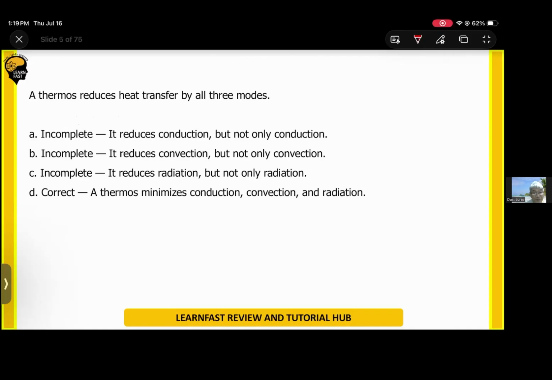So A is wrong, okay? If you say a thermos bottle reduces conduction, then that is incomplete. Then B is also incomplete because a thermos bottle reduces convection. So that is not valid also. Letter C is invalid also. So the correct answer: a thermos bottle minimizes the heat transfer by conduction, convection, and radiation.